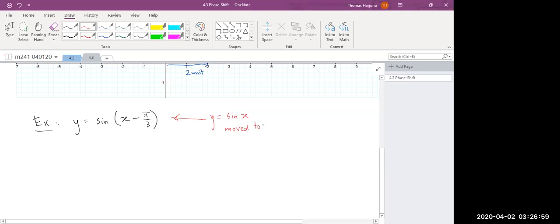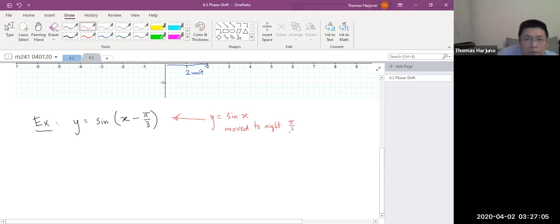To the right. To the right, how many units? Pi over 3. Now you will see that nothing else changed from sine x. The center will stay the same, the amplitude will stay the same, the period will stay the same, but the starting point, instead of starting from 0, now we start from pi over 3. The x will start from pi over 3. Now let's take a look.